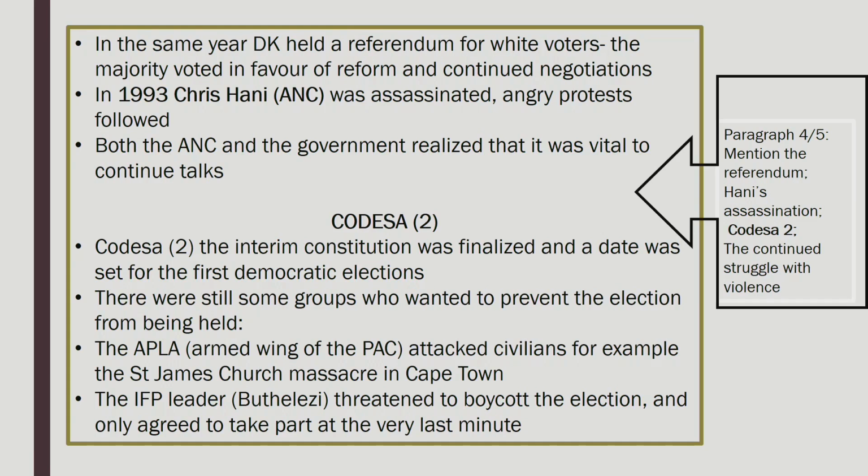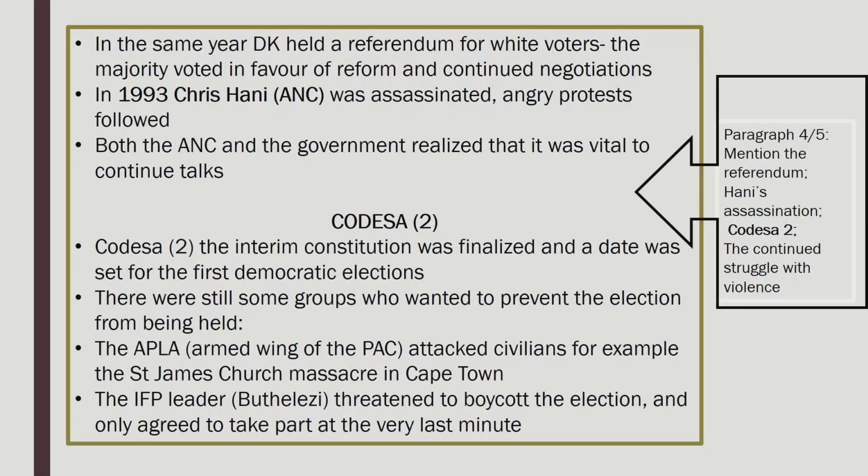Remember, grade 12s, the referendum is where an opinion or question is posed, and then your voters simply vote yes or no. According to that referendum, they had to now decide whether negotiation should continue. So in the same year, de Klerk held a referendum for white voters. The majority voted in favor of reform and continued negotiations. So as a leader, de Klerk at the time decides that because the white voters are willing to go forward and progress with change, he will continue to lead the country through the process of change.